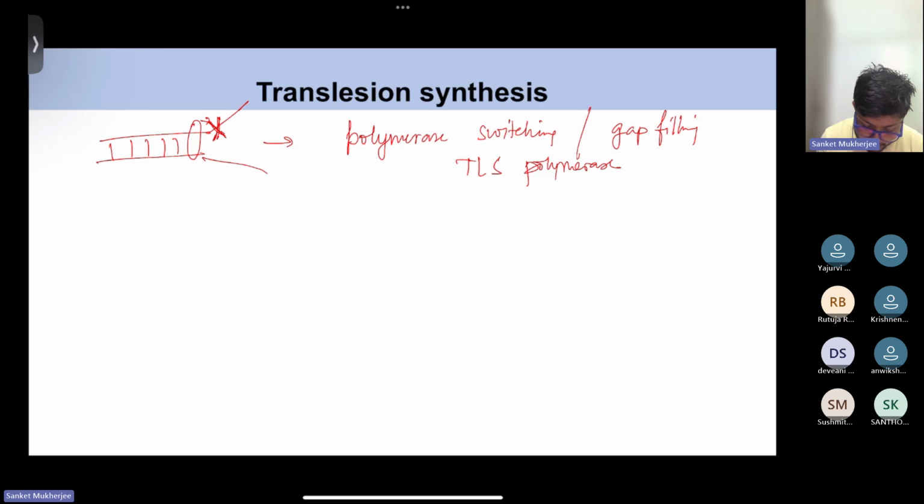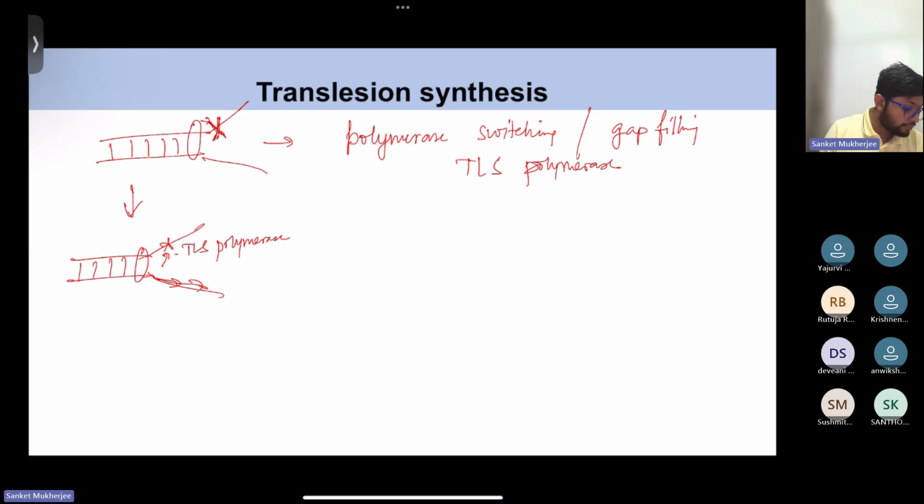So what happens in case of polymerase switching? Let's say this is the replication fork. The polymerase will go further in one of the strands, which is the undamaged strand. And here there would be another polymerase, the TLS polymerase, which will come and repair in case of polymerase switching, right?